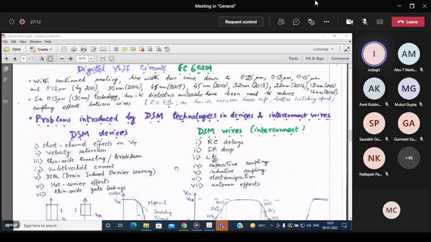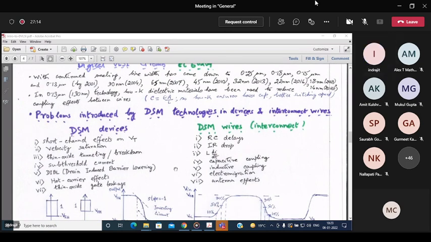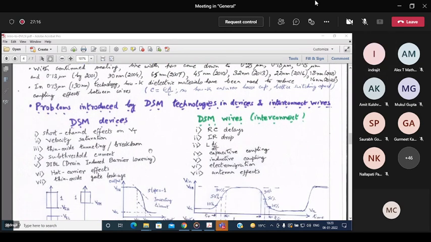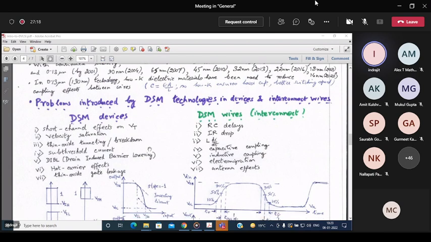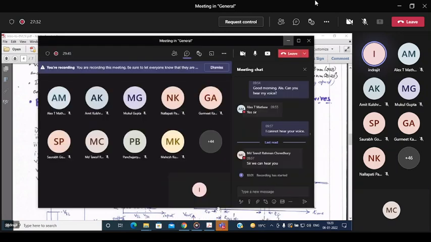Now again, I just mention some of the problems that will be encountered on the deep submicron device side and also deep submicron wires or interconnect, right? So please note that we are not going into details today.